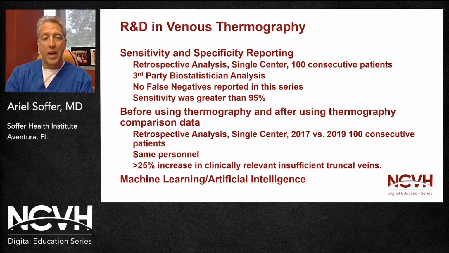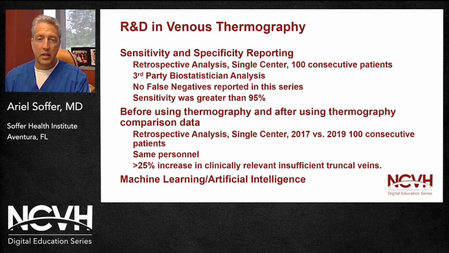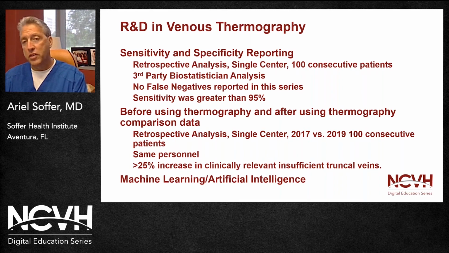We're also showing a comparative study of a group of 100 patients that had thermography and a group of 100 that did not have thermography, between 2017 and 2019, using the same personnel and the same way of doing things. And we found about a 25% increase in clinically relevant insufficient truncal veins. In this case, many of them went on to appropriate ablation procedures that otherwise might have been missed. Patient satisfaction results were pretty much through the roof for us. And we are looking at machine learning and artificial intelligence mechanisms to be able to do this on an ongoing basis a little more consistently.